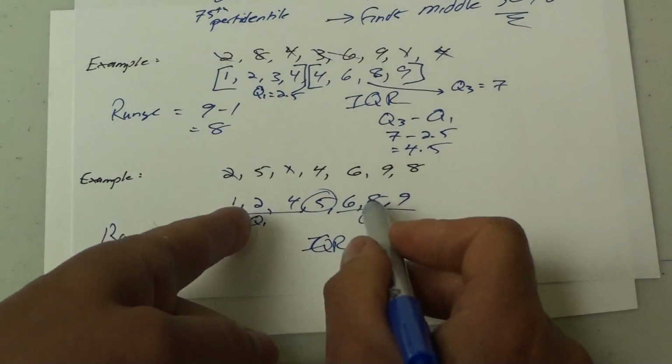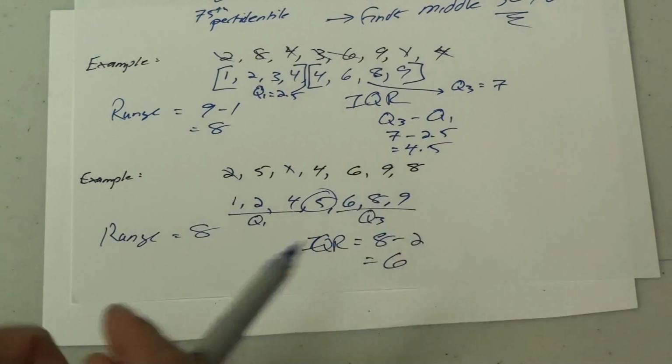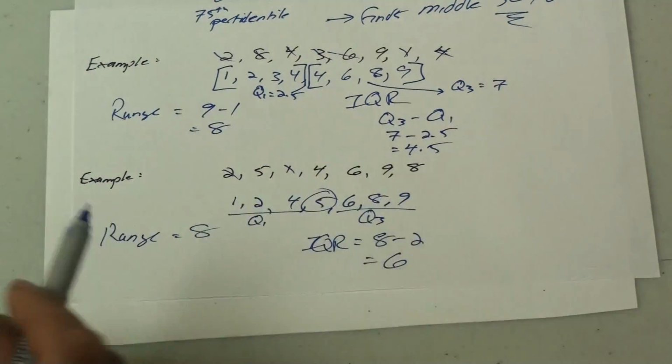Which means my middle 50% are a lot more spread out than in the first question, because there's actually 6 data points separating them. Okay, even though it had the same range, the numbers in the middle were a little bit more spread out.